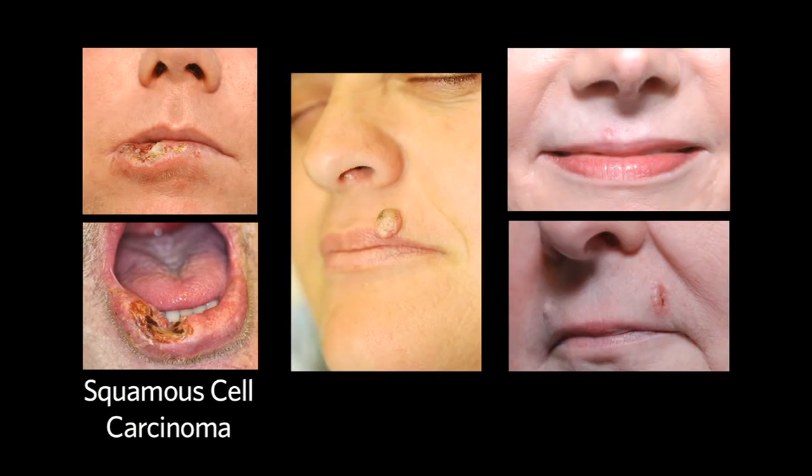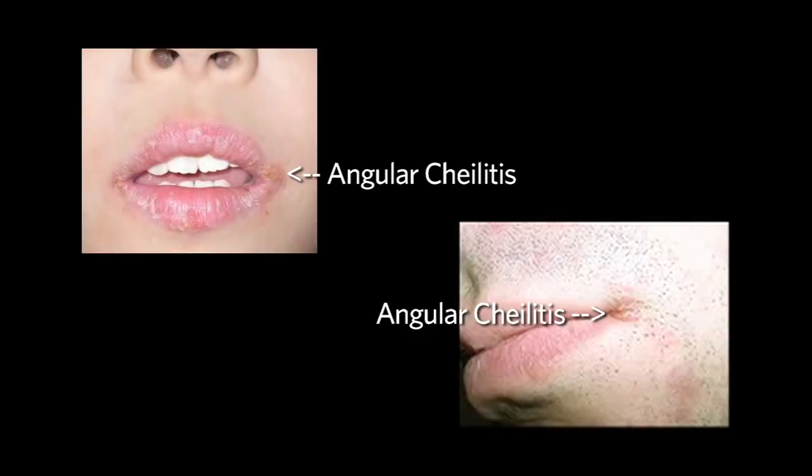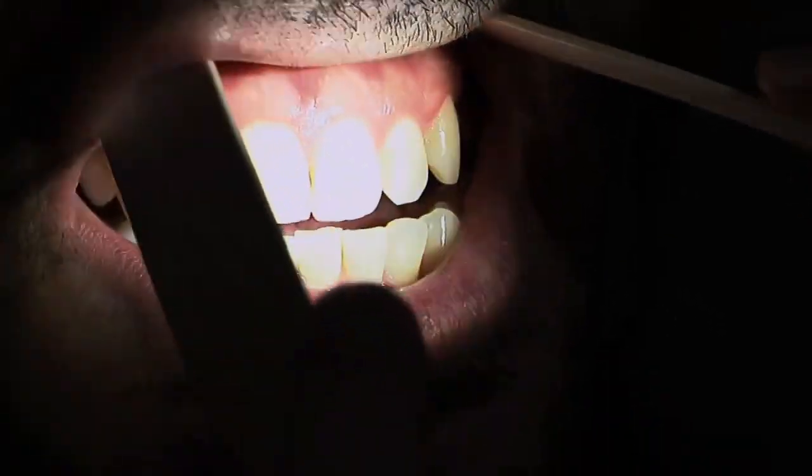Common lesions on the lips include squamous cell and basal cell carcinomas, as well as angular cheilitis, seen in patients who are elderly, have thrush, wear dentures, or are diabetic. Examine the teeth for status.